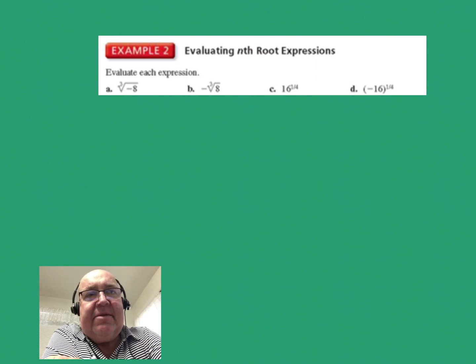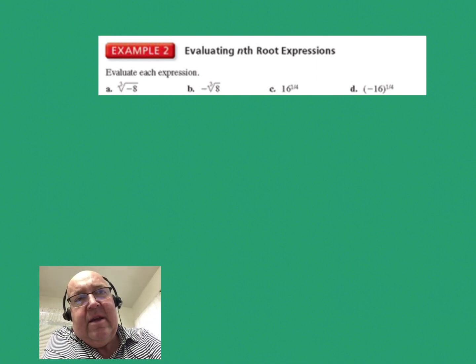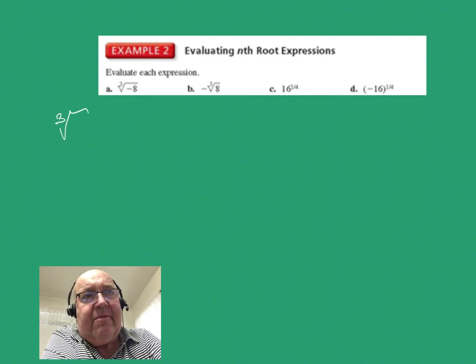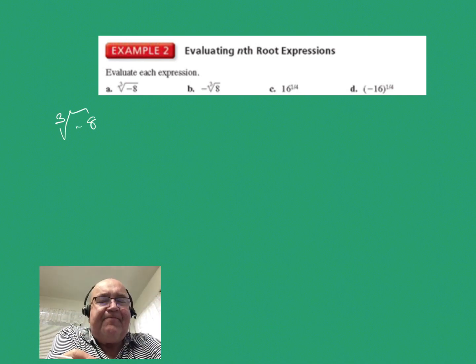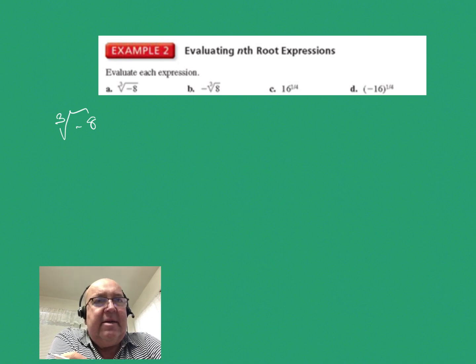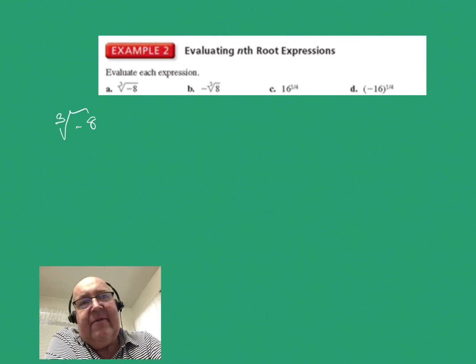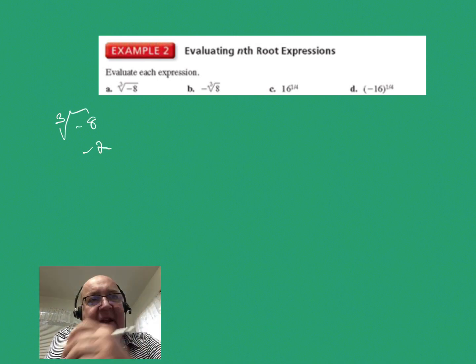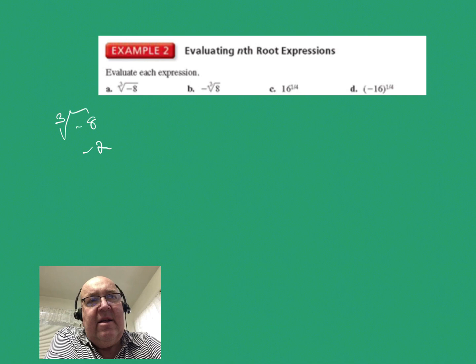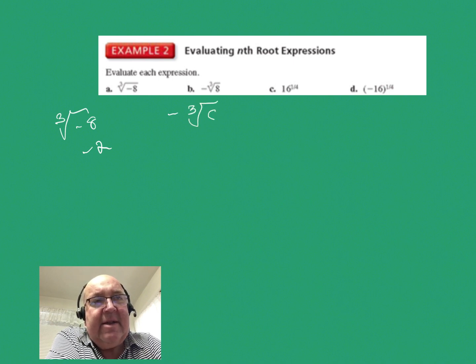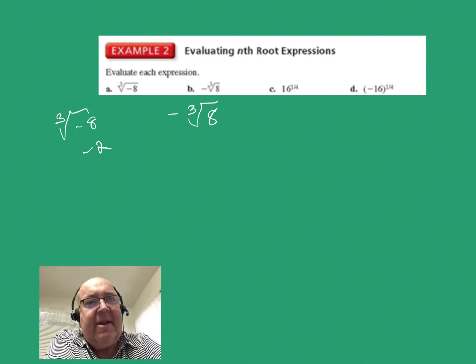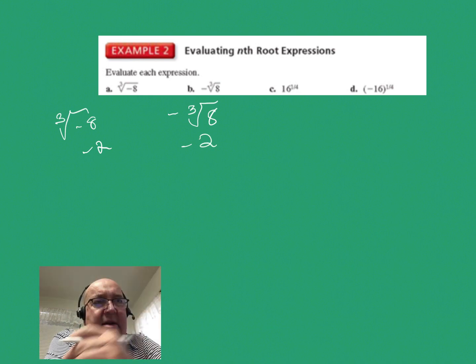So here we're going to look for some more. We're going to look for the third root of negative 8 with problem A. And the third root of negative 8 is going to be negative 2. The second problem, problem B, is looking for the third root of 8 and then making it negative. The third root of 8 is 2, and then making it negative is negative 2. So we come up with the same answer in different ways.